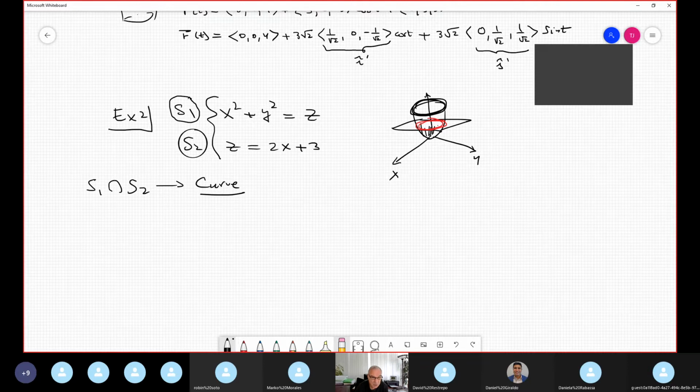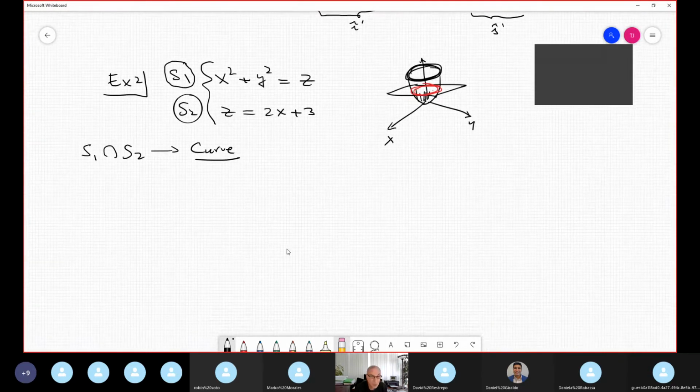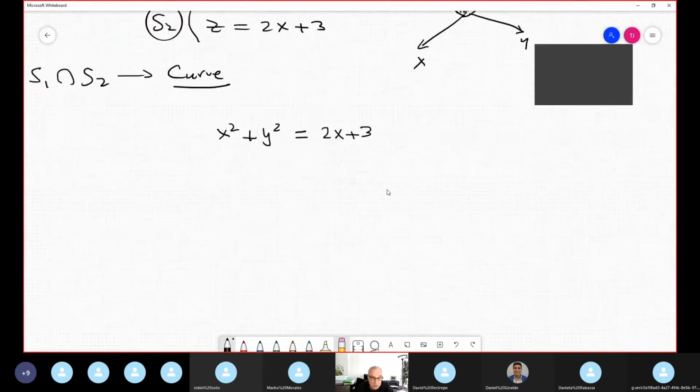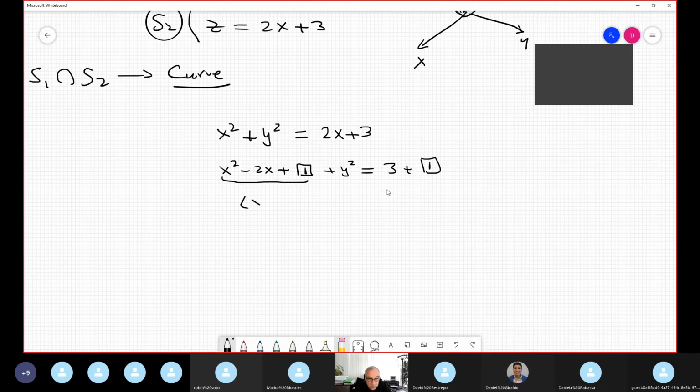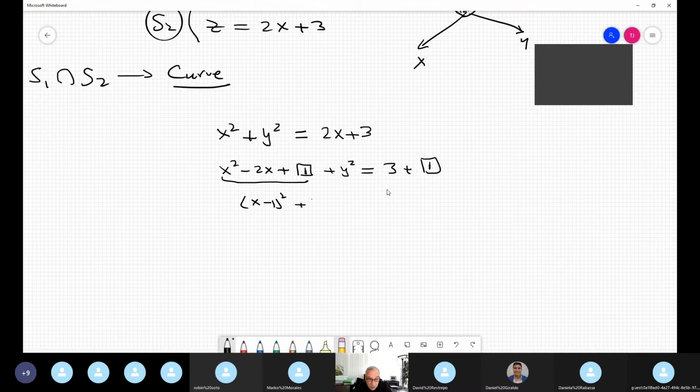Okay. How do you find that? Well, you put both equations together. Suppose I put x squared plus y squared is equal to x plus 3. Now you manipulate this like a classical manipulation. You complete the square. This is x squared minus 2x plus box, plus y squared. We have no linear y. And 3 stays here. Plus another box. And the magic number that completes the square is obviously 1. So the factorization of the trinomial is (x minus 1) squared plus y squared equals 4.